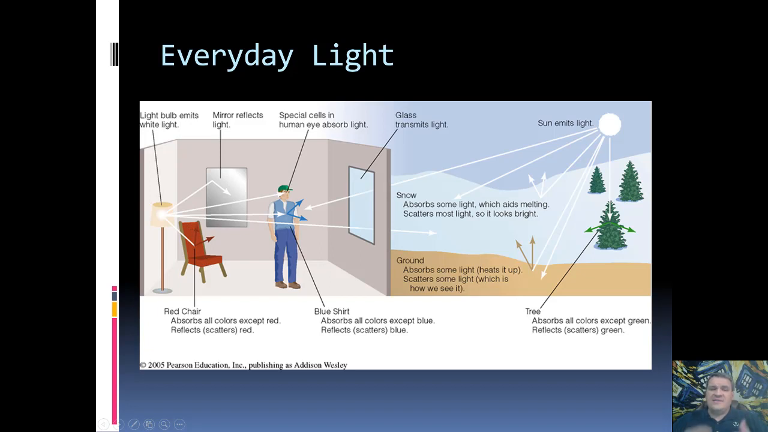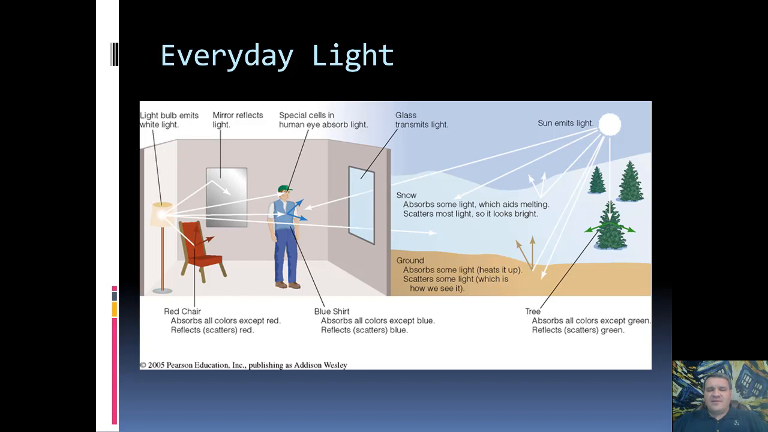What that means is that the green and blue light must be absorbed. For the blue shirt, the blue is bouncing off, is scattering, so the green and the red must be absorbed. For the green tree, this means that green is scattering off, so red and blue must be absorbed. Okay, so some things are scattering certain colors and not others, and that is therefore the color that we see.